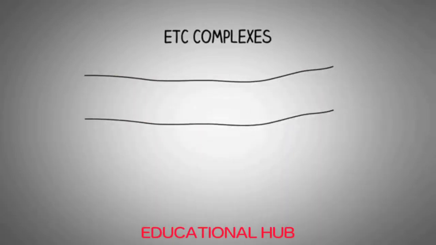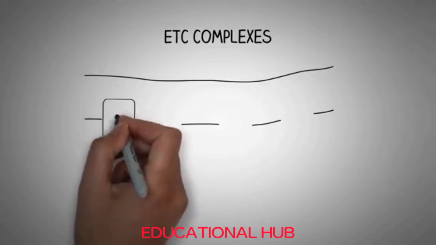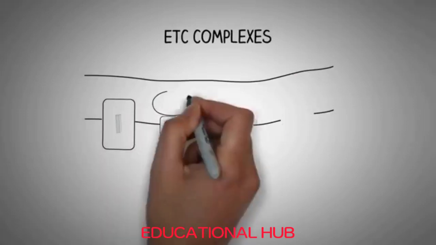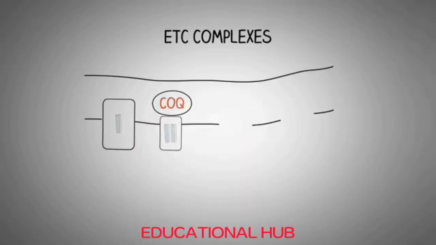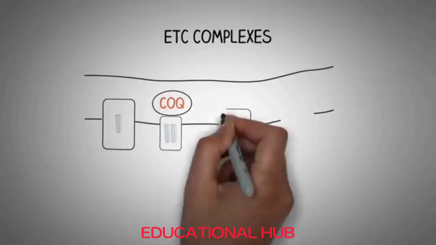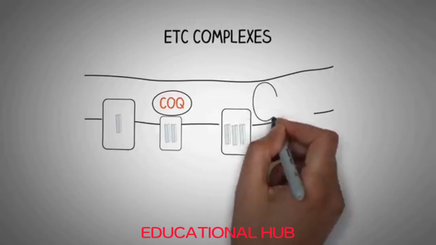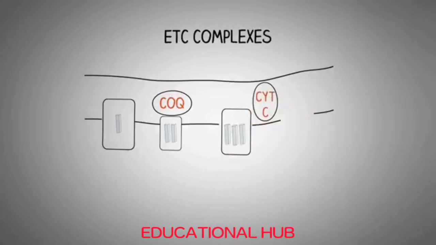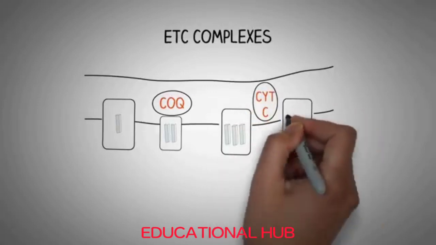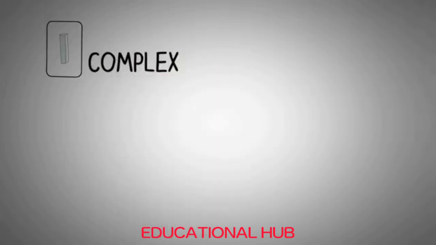Now let's talk about the various electron transport chain complexes. What you see here is the inner mitochondrial membrane, which has these electron transport chain complexes. These complexes are numbered from 1 to 4 in Roman numerals. And in addition to all the 4 complexes, we also have 2 additional prosthetic groups called the coenzyme Q and cytochrome C. So let's first talk about the complex number 1.